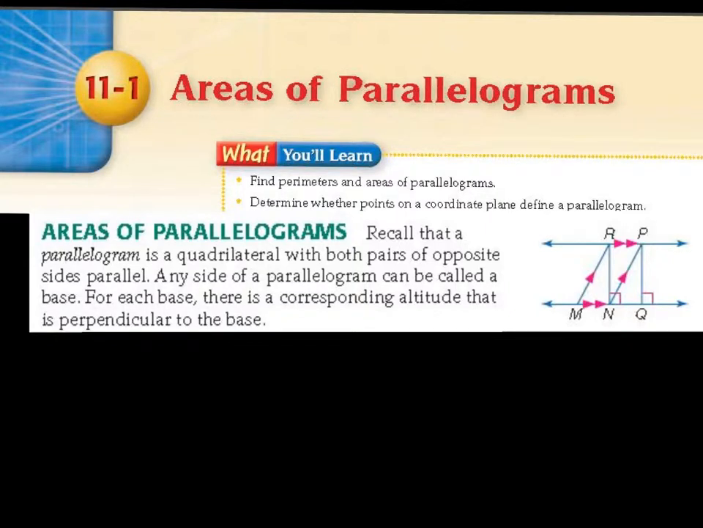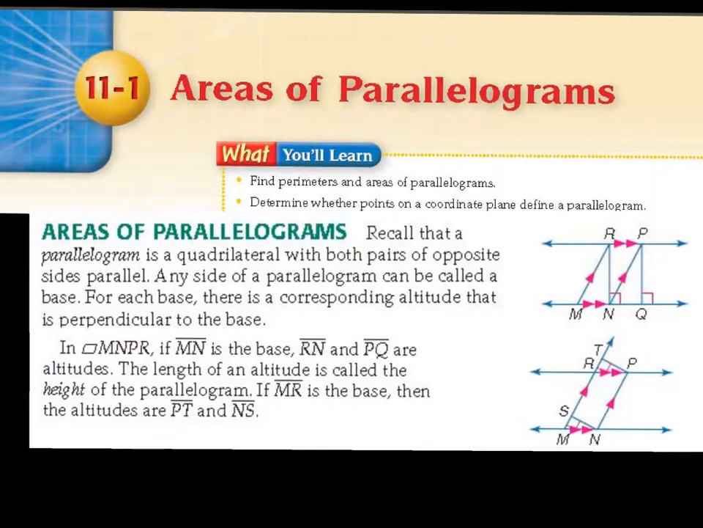Any side of a parallelogram can be called a base. For each base, there is a corresponding altitude that is perpendicular to the base. So here they're showing altitudes PR or PQ, they'd be the same length. In parallelogram MNRP, if MN is the base, RN and PQ are altitudes. The length of the altitude is called the height of the parallelogram. If MR is the base, then the altitudes are PT and NS.